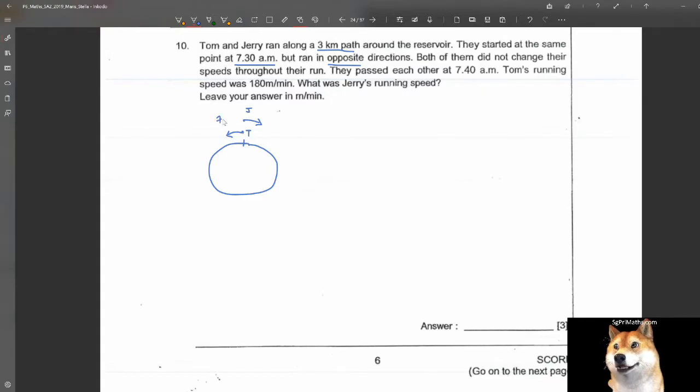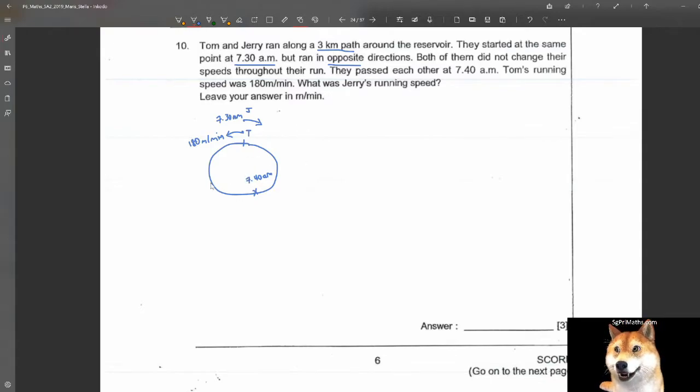They started at 7:30 a.m. Both of them did not change their speeds throughout the run. They passed each other at 7:40 a.m. Let's say they meet here, at 7:40 a.m., and Tom was running at the speed of 180 meters per minute. So what was Jerry's running speed? Leave your answer in meters per minute.